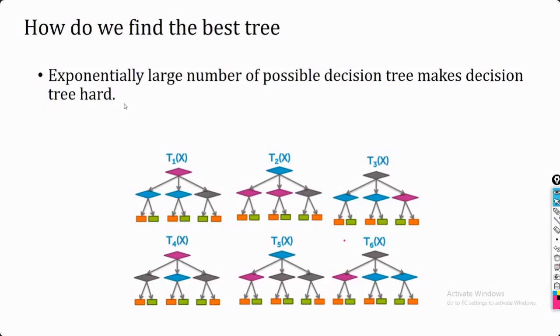But if the number of features is very large, like if it is 4 or 5, then in that case you can try all possible combinations.